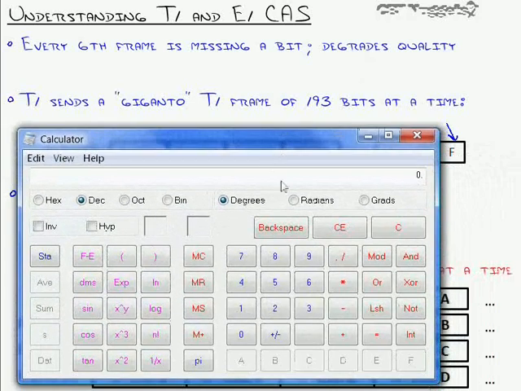If I've got 24 channels, and each channel has 64 kilobits per second, so you've got 24 DS0s, each channel is 64 kilobits per second. That gives me 1536 kilobits per second, or you think of 1.536 megabits. But then wait a sec.